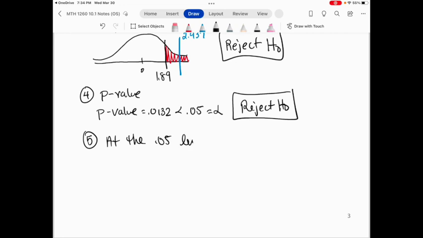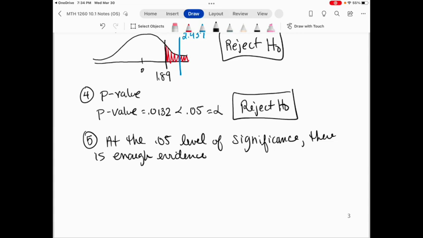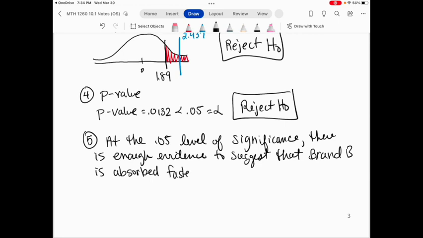So we can say at the 0.05 level of significance, there is enough evidence to suggest that brand B is absorbed faster in the bloodstream.